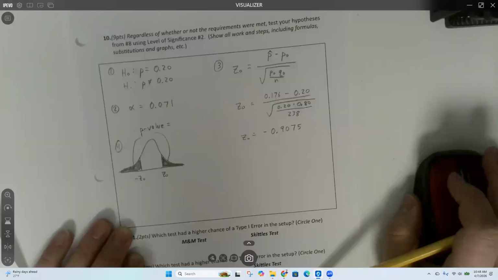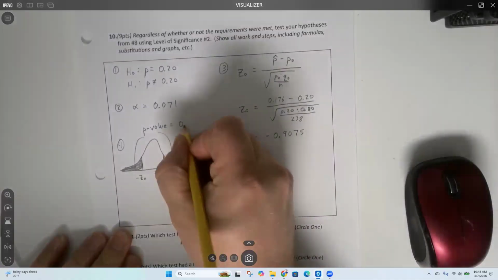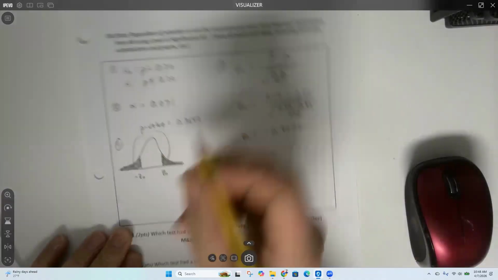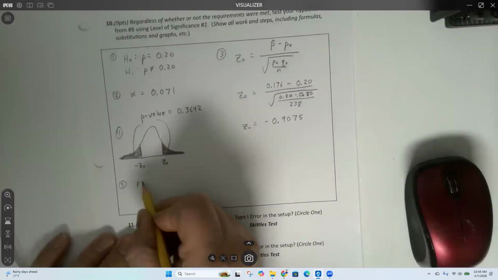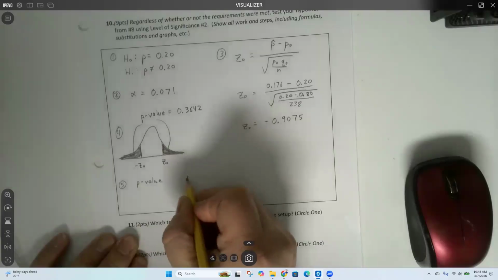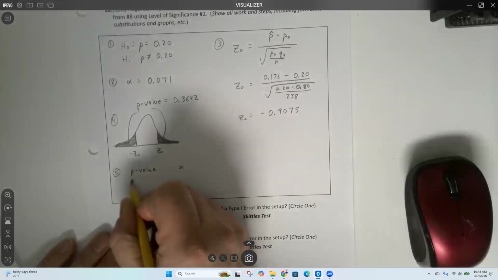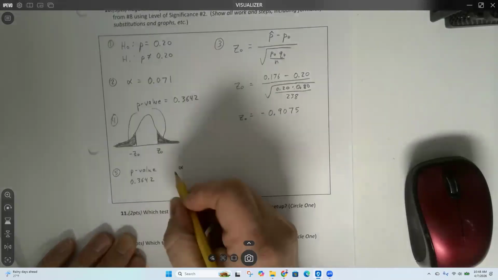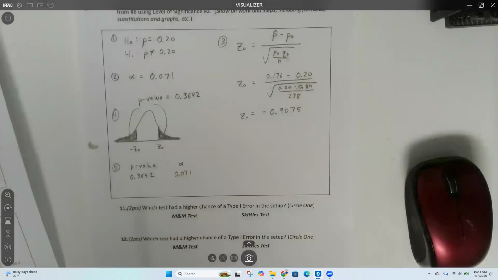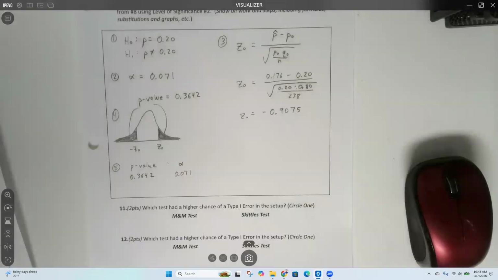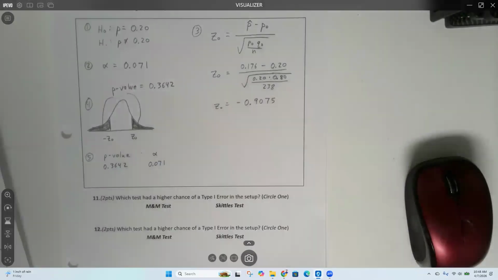In this case, what was my p-value? My p-value was 0.3642. That is a huge p-value. There's no way we're rejecting, because we're going to compare these. So step 5, I'm comparing 0.3642 to my alpha. My alpha was 0.071, and I got that from StatCrunch earlier, right? That was just my random number that they gave me from StatCrunch.